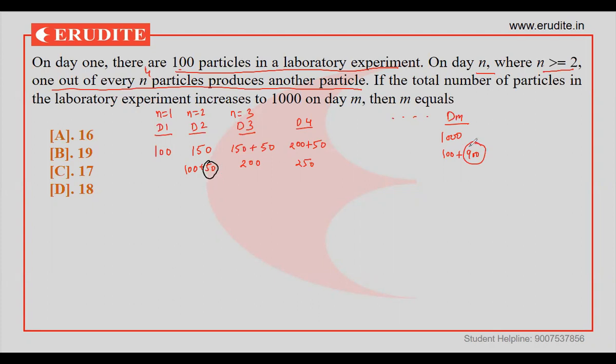So from 50 to 900, how many days will it require? 900 by 50, that means 14 days are required. So 14 days from D2 to DM, and the D first. So there are a total of 15 days. So M is equal to 15 days, right?